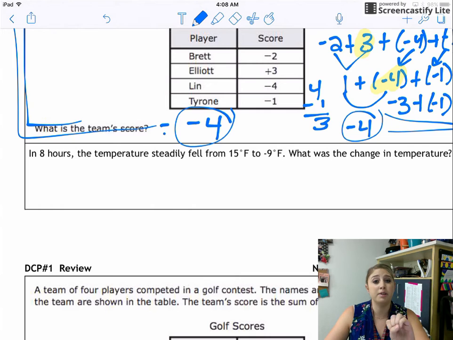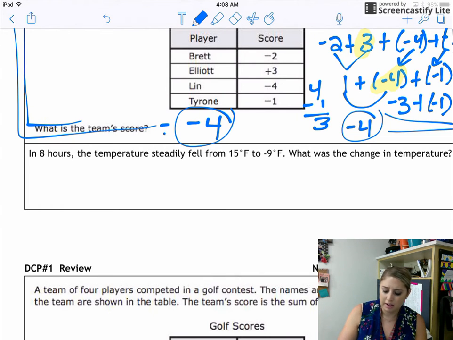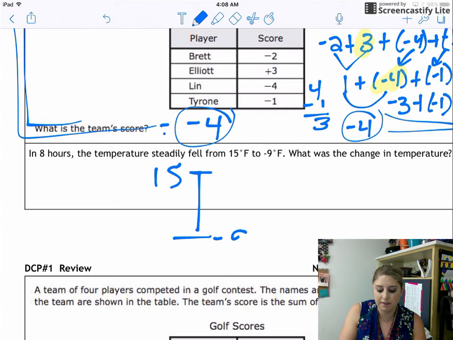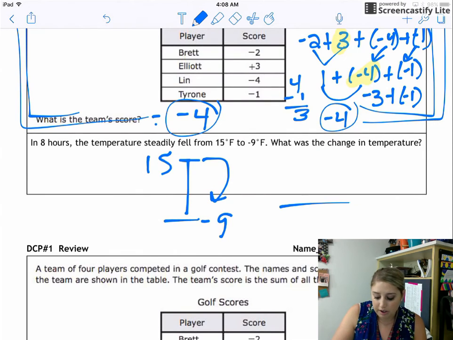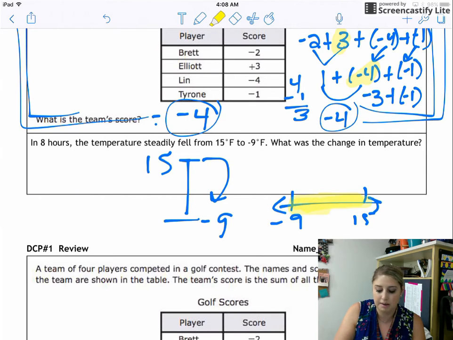Okay, this is very similar to a lot of those problems that we were doing yesterday during the trash ball game. I know my temperature was steadily up at 15 and then it went down to -9, and I want to know what the change in temperature is. So how far did it fall? So you could draw a number line if you want to, 15 and -9, and find out, okay, how far is it in between there?